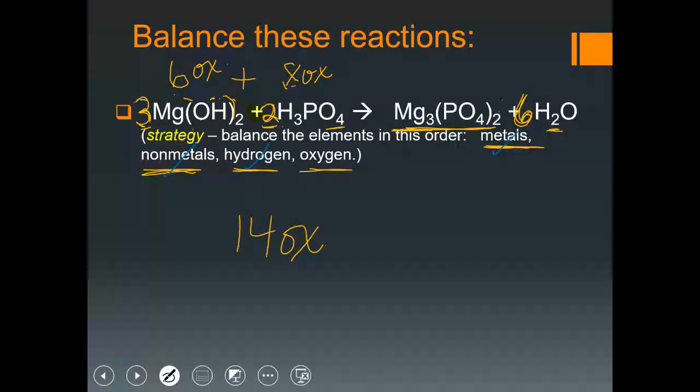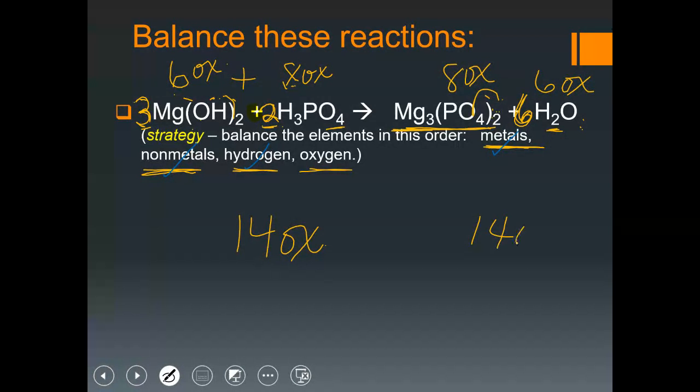That means I need 14 oxygen on the right. Well, here I have 2 times 4, so that's 8 oxygen. 1 times 6, that's 6 oxygen. 8 and 6, I got 14 oxygen on the right as well. So you see, by the time we got to the oxygen, it was already balanced with 14 on each side.